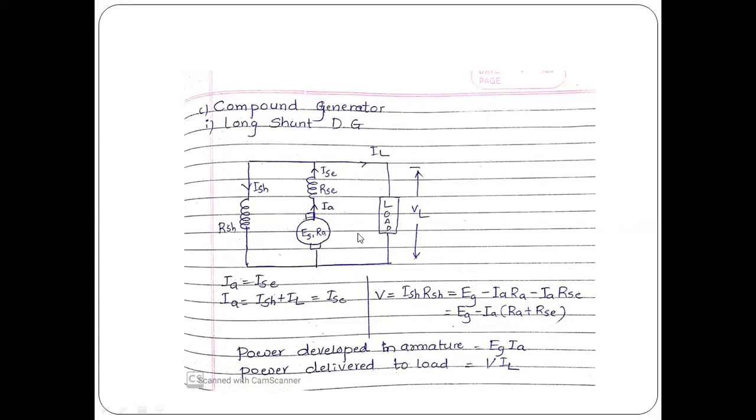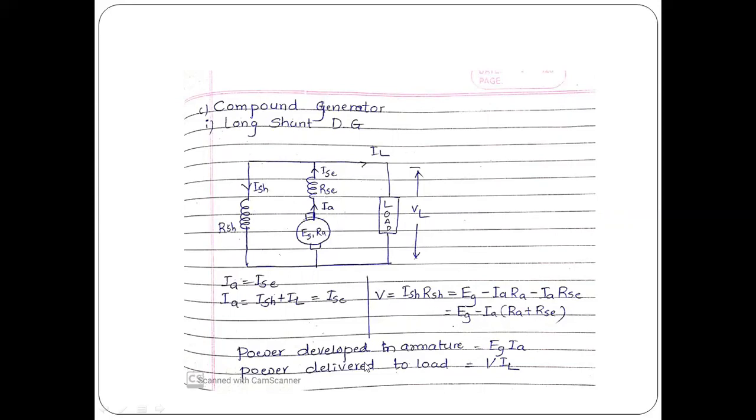The voltage across this load is equal to how much? It is Eg minus Ia into Ra, the armature resistance, minus Ia into Rsc. That is Eg minus the drop of the armature resistance and the drop of the series resistance. So the same voltage across this load is equal to Ish into Rsh. V is equal to Ish into Rsh, which is equal to Eg minus Ia Ra minus Ia Rsc. If you take Ia common, we get the total equation.